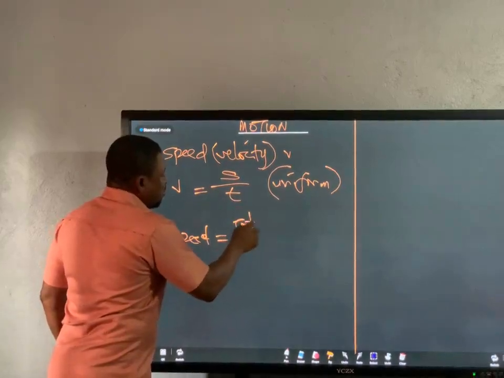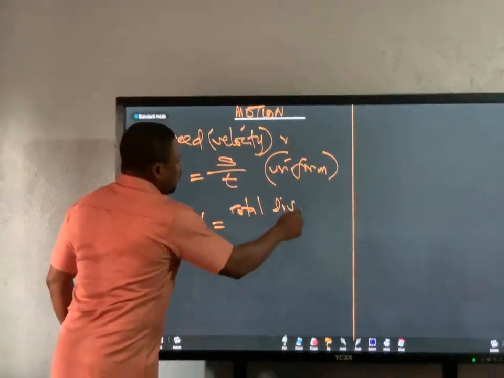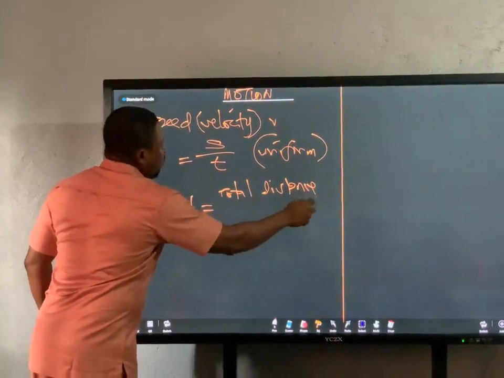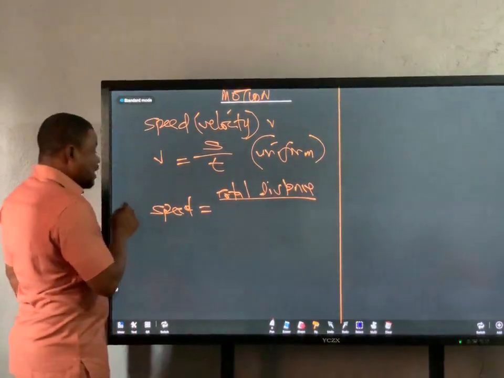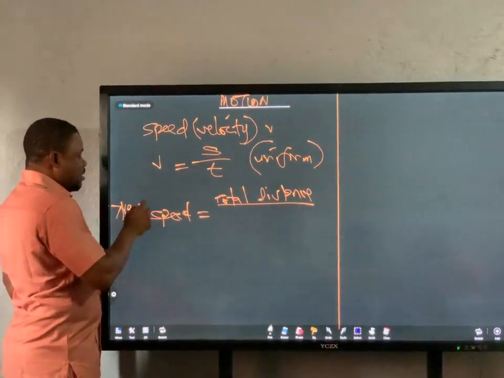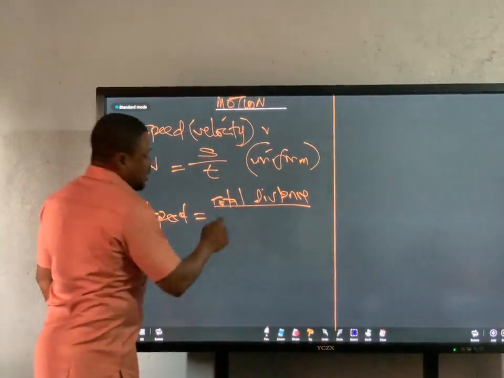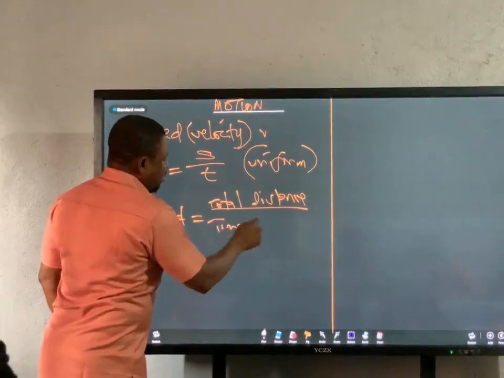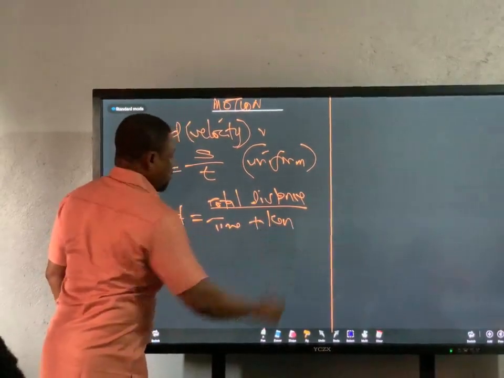Total distance over what now? Over time taken. And that's not speed, that's average speed. Right? Yes. Average speed is total distance over what now? Time taken, or total time.